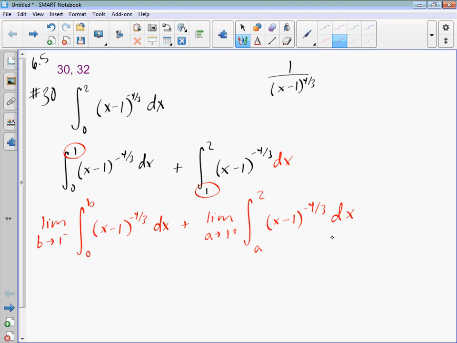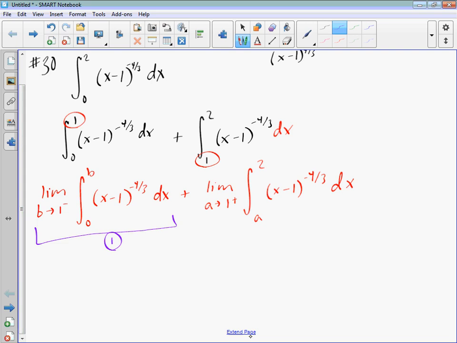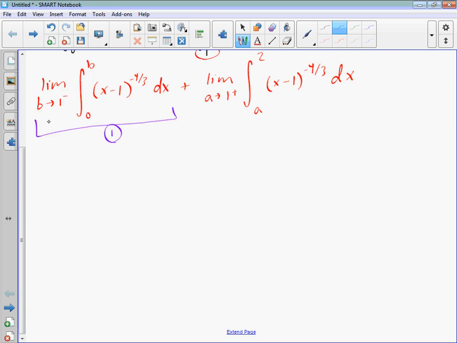You know how to solve each of these separately, right? You just solve them separately now. So I'm just going to go ahead and solve this side here first, and then I'll worry about the other side. You can do them both at the same time, but you can just go like this. I'm just going to do this part first. So I've got the limit as b approaches 1 from the left. How do I take the antiderivative of something like this?